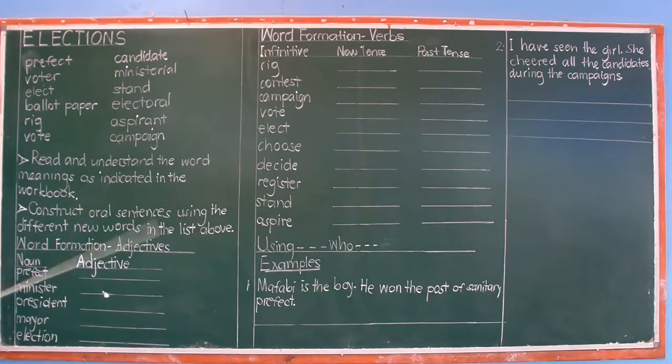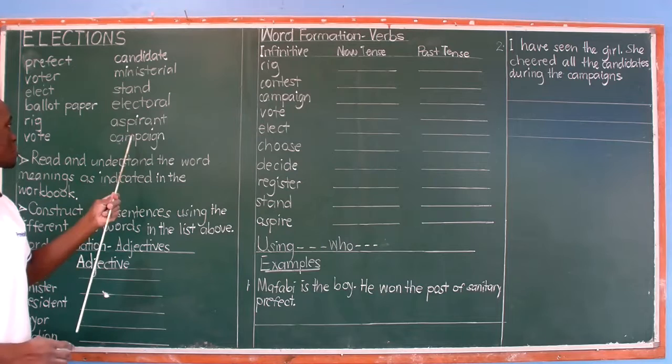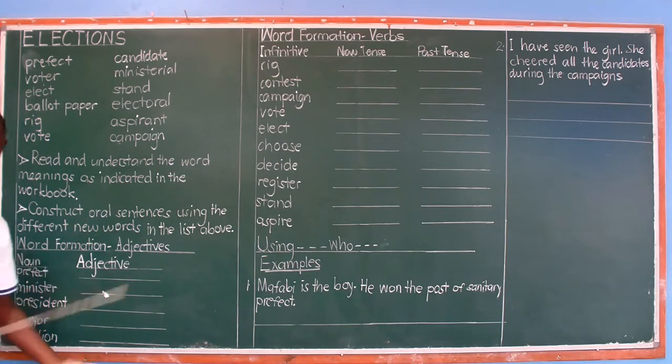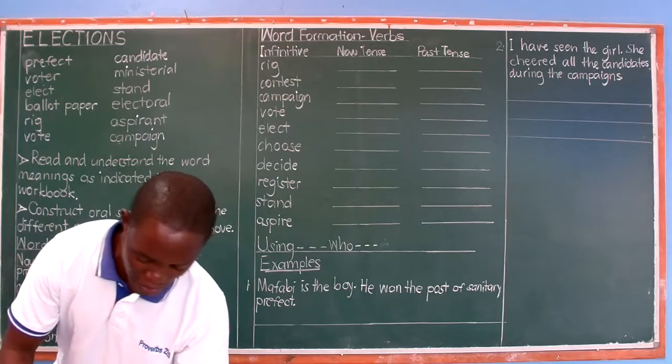The word candidate is already there. The candidate you preferred on the ballot paper, you could just go straight to the ballot paper and put a tick. That is, if that person had campaigned properly. The word campaign is already here. If that person had campaigned properly and convinced you as one of the best candidates or aspirants, you could go straight to the ballot paper and tick against that person's photo as it appeared on the ballot paper.